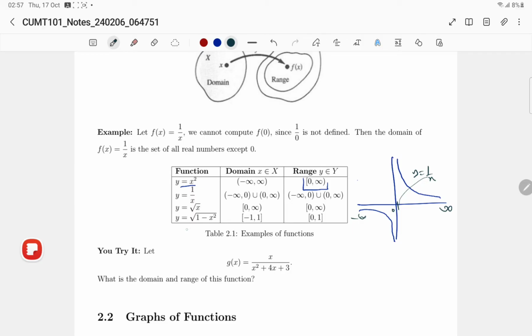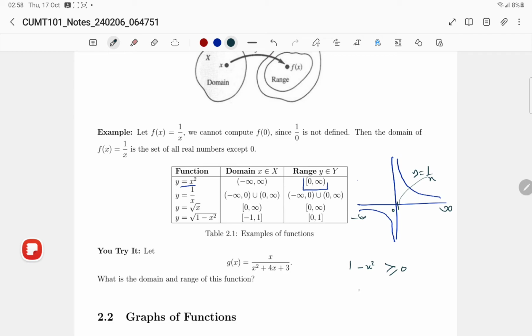Right, then y is equal to the square root of 1 minus x squared. Okay, for this one, we know that we don't want 1 minus x squared to be less than 0. So it's either greater than or equal to 0.